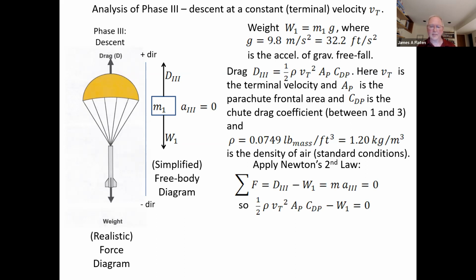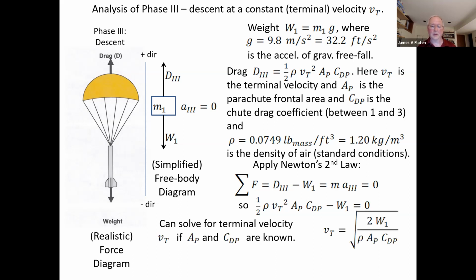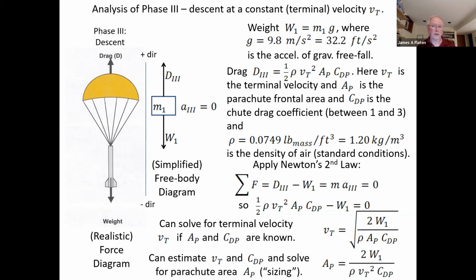So for instance, one could imagine taking this thing, and since you know things like the density of the air, you know the weight of the rocket, perhaps, you know the area of the parachute, you could potentially solve for the speed. In other words, this tells you how the speed depends on the weight and the density and the area and the effectiveness of the parachute. It's the square root of 2 times the weight divided by the density divided by the area divided by the coefficient. Or if you have a specific speed in mind, you could potentially use this to calculate the area, in other words, to help size the parachute.